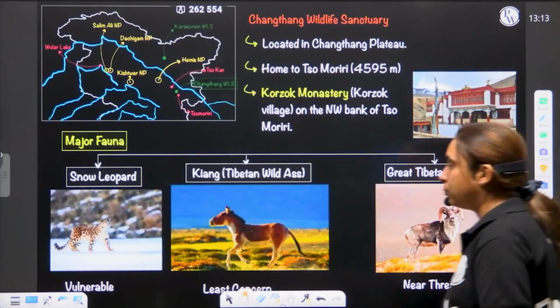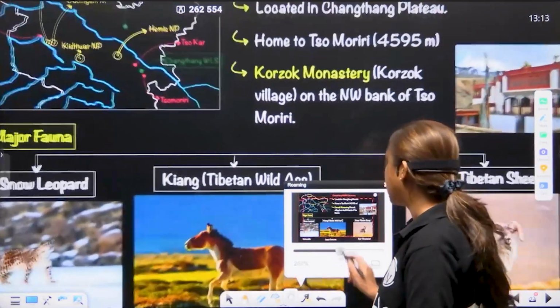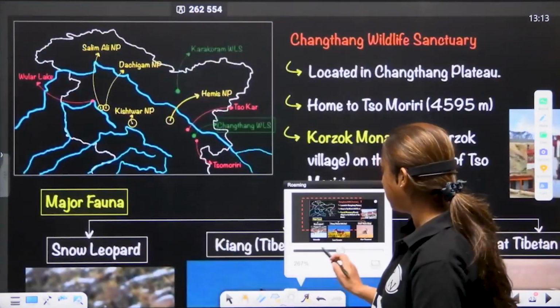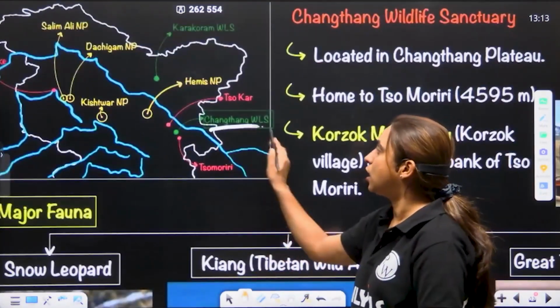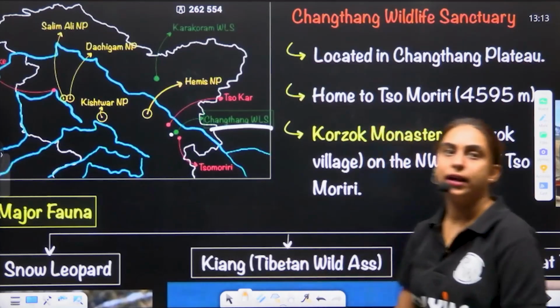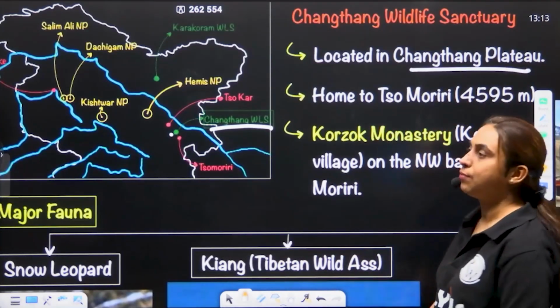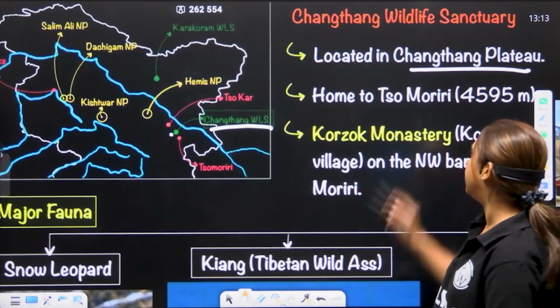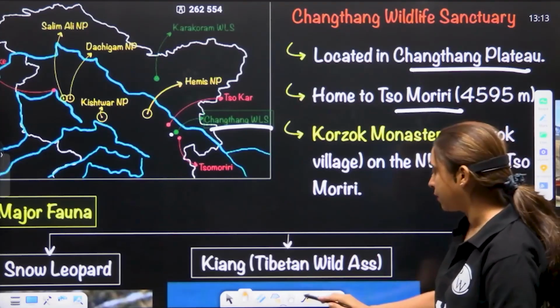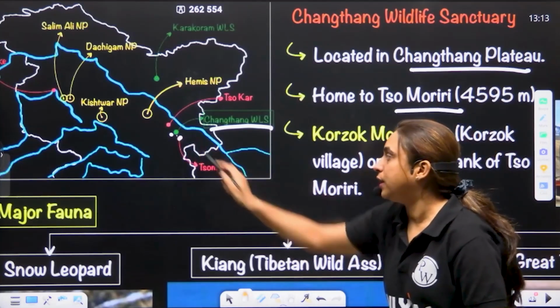Then apart from this, there's a very famous wildlife sanctuary in Ladakh, that is your Changthang Wildlife Sanctuary. It is located in Changthang Plateau, hence the name. It is important for a lake, that is Tso Moriri Lake. You will see there is Tso Moriri Lake here.